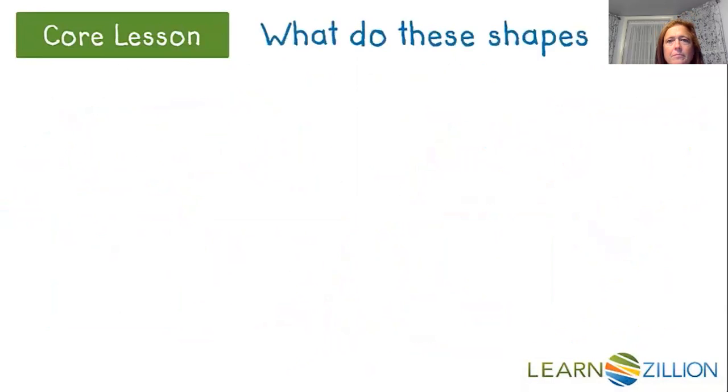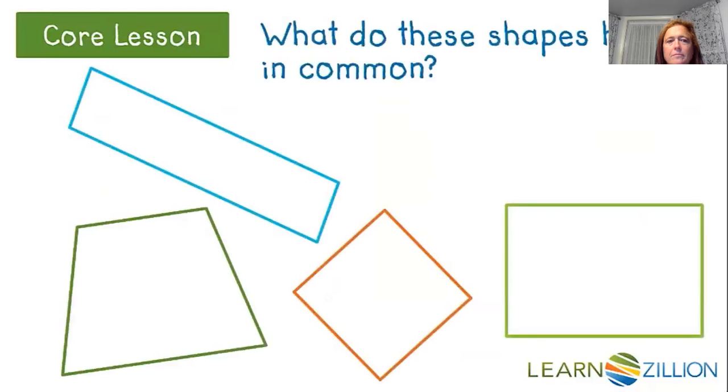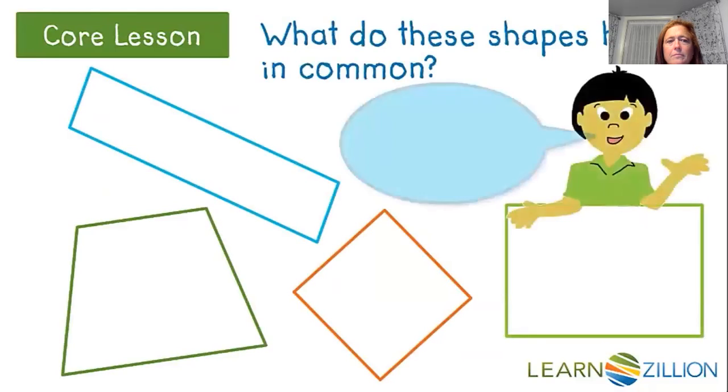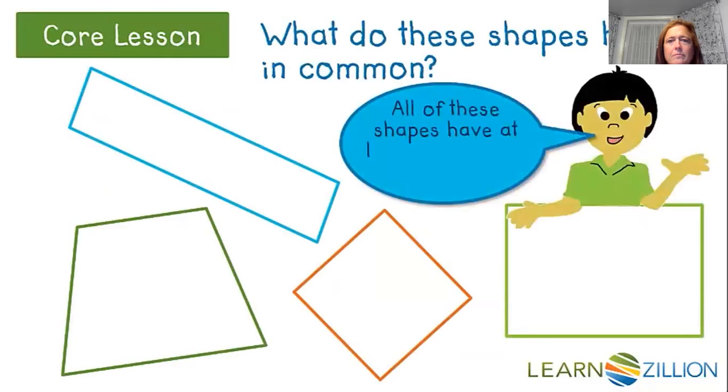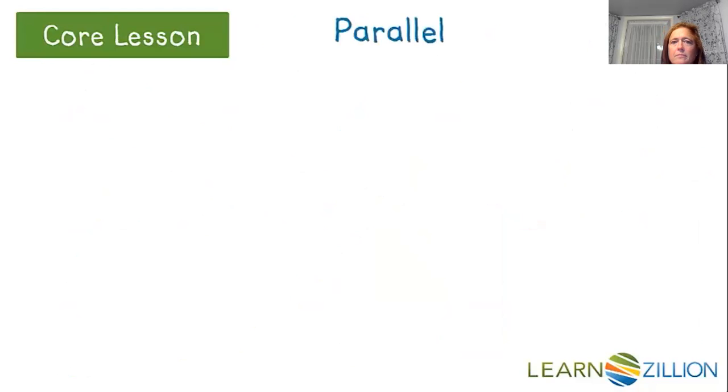Take a look at these shapes. What do all of these shapes have in common? All of these shapes have at least one pair of parallel sides as an attribute. That means they have at least one pair of sides that are opposite from each other, that run in the same direction and are the same distance apart from each other. How do I know if a shape has parallel sides?